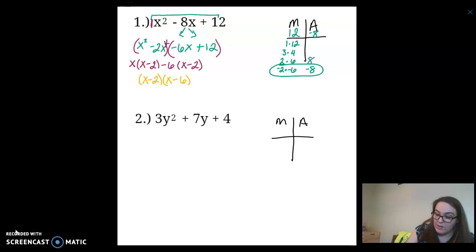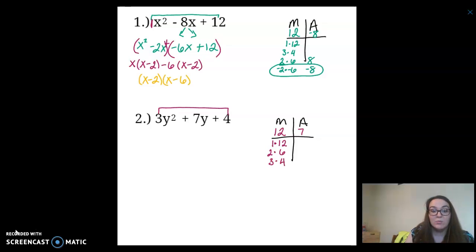I am going to do my mod chart, find what multiplies to and what adds to. I have 3 times 4. 3 times 4 is 12, adding to that middle term of 7. Remember, don't forget, I like to go in order. 1 times 12. 2 times 6. 3 times 4. I could make them all negative if I needed to.